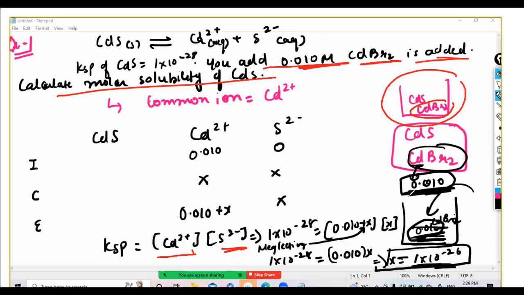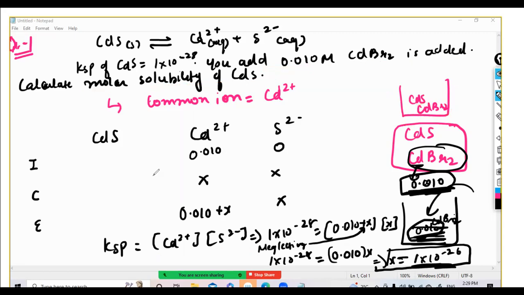Now let's again make an ICE table. In this ICE table, we need not worry about the reactant because it's not involved in our calculation. Initially, CdBr2 is already here. So how many moles of Cd will be here? 0.010. You didn't start with 0. You started with 0.010 of Cd2+ ions. However, sulfide was 0 initially.